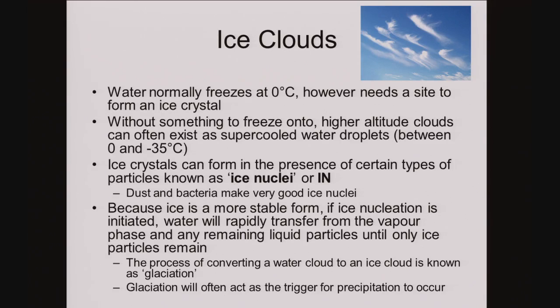So once we nucleate ice in a cloud, it tends to grow at the expense of the droplets. The droplets tend to evaporate and we tend to get snow. And the process of converting a water cloud to an ice cloud, we call that glaciation. And glaciation can often be another trigger for precipitation to occur. Here's one mechanism by which it can happen.